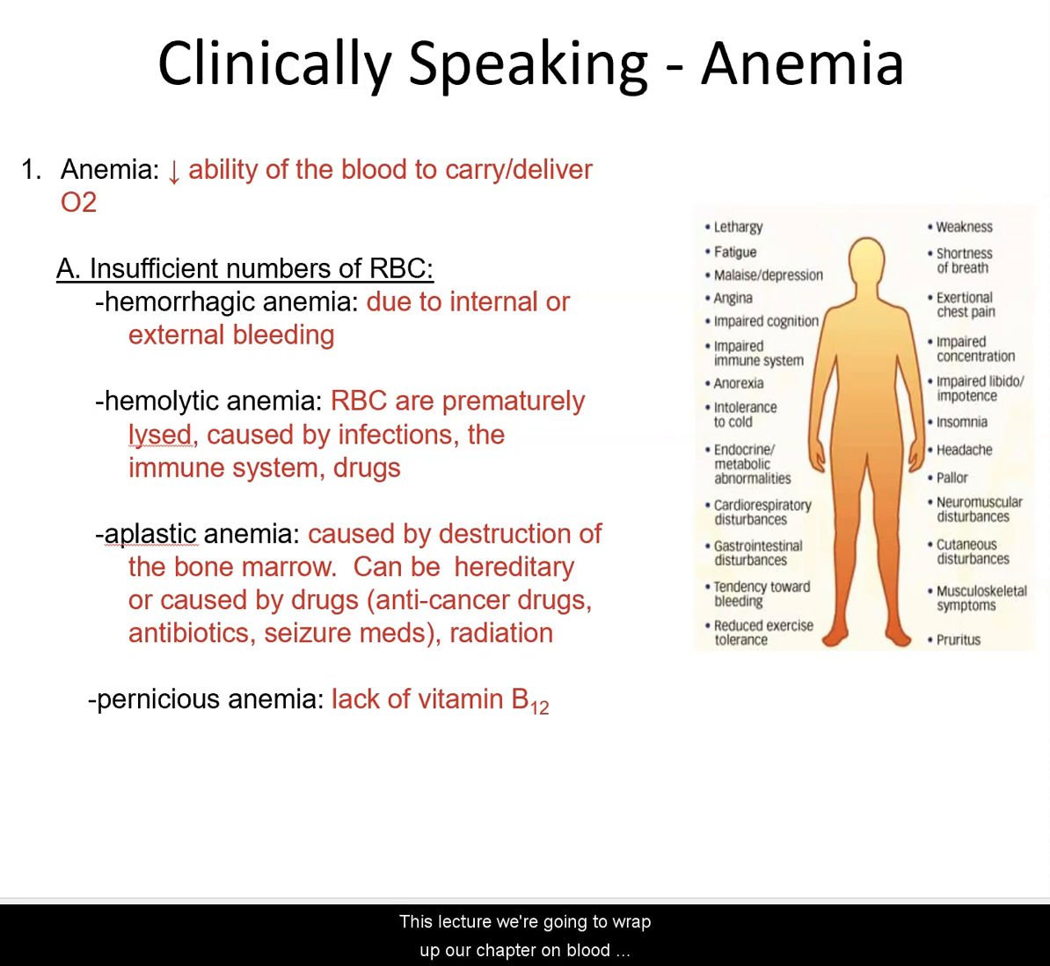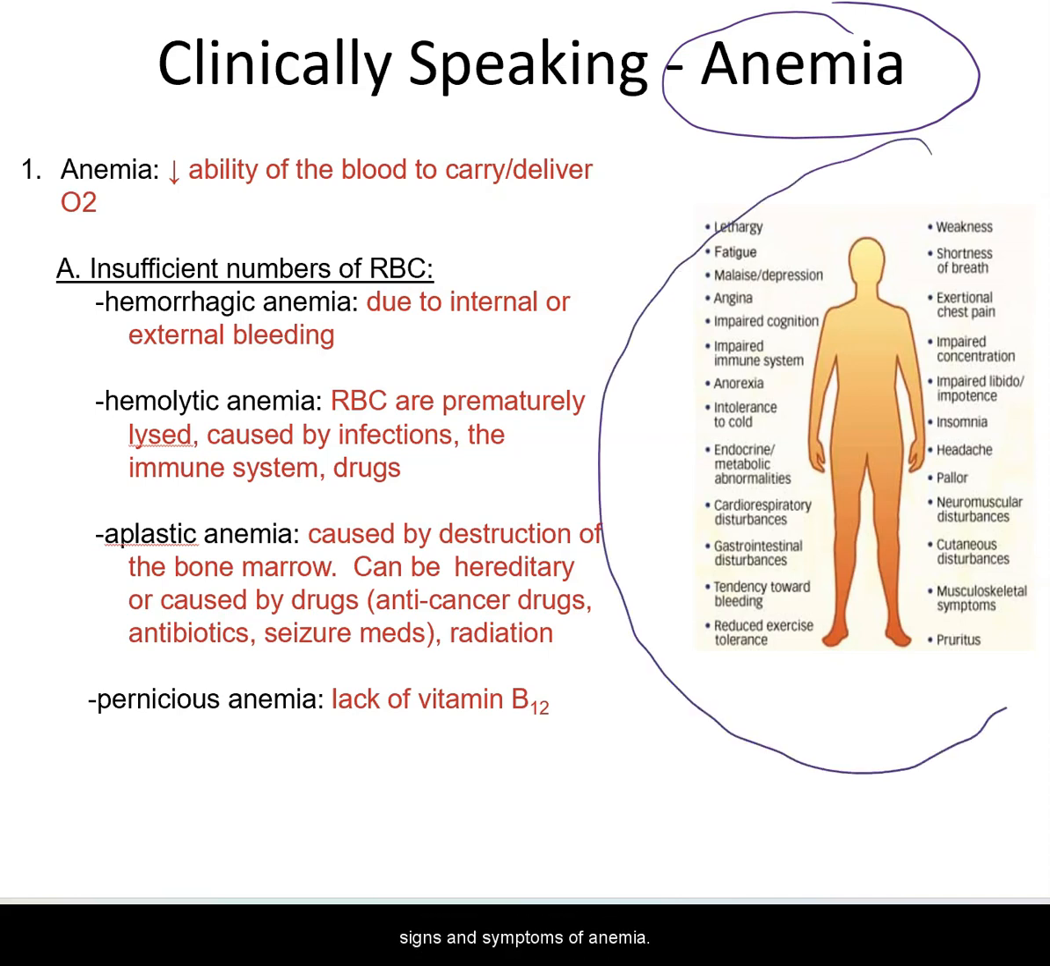In this lecture, we're going to wrap up our chapter on blood with some clinical applications. So the first clinical application I know you've all heard of is anemia. So what is anemia? Anemia is kind of a generic term for any time the blood has a decreased ability to transport oxygen to the tissues.